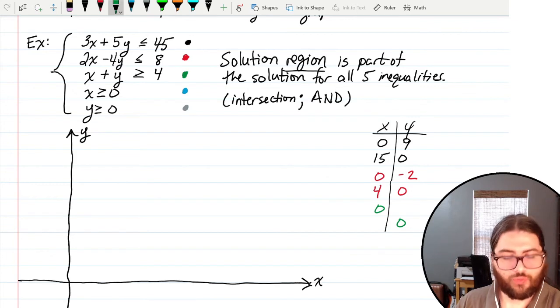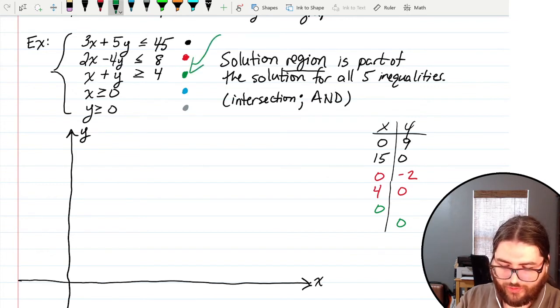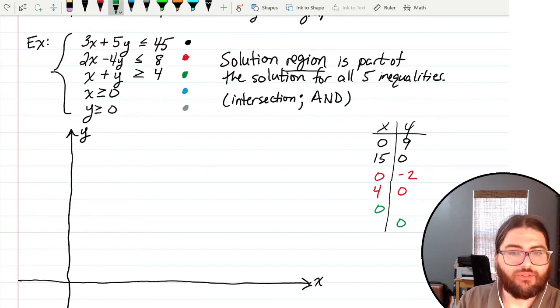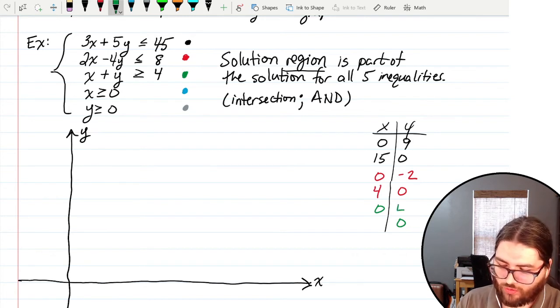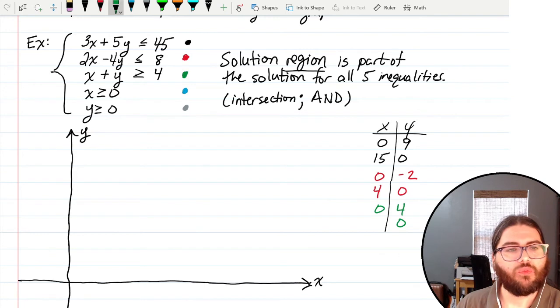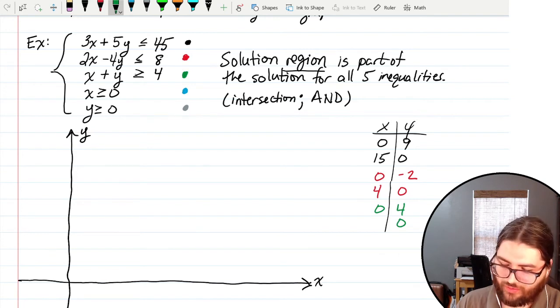Now I'll do the third inequality here. If I plug in x equals 0, then y equals 4. If I plug in y equals 0, then x equals.